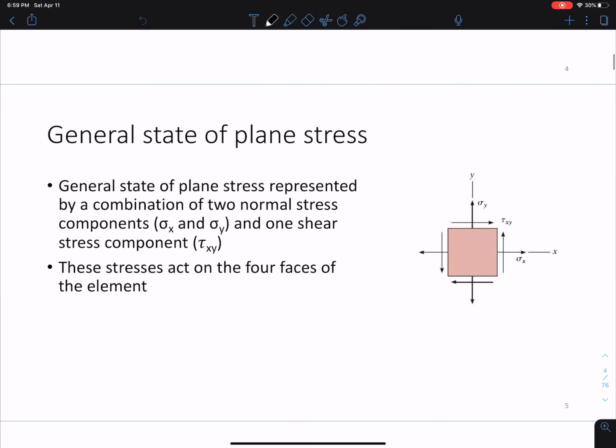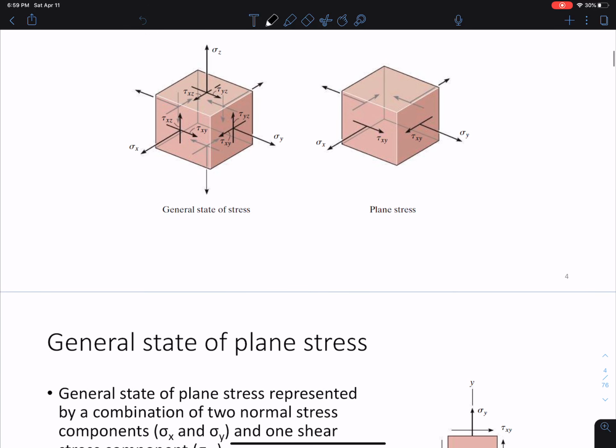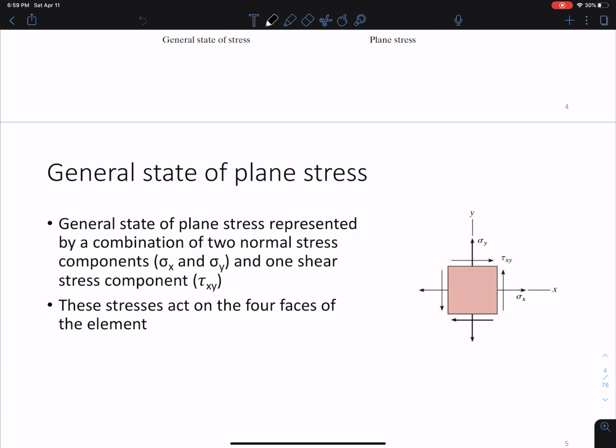Okay, so the general state of plane stress. We're looking at this 2D element here, and we can represent this by a combination of 3 stresses. We have 2 normal stresses, one in the x and one in the y direction. And then we have a shear stress that we call tau xy because it's acting in that vertical direction. So it's a shear stress instead of that normal force which is coming out of your element. And these stresses act on the 4 faces of this element. You can refer to this 3D model if you need to understand more about how that works, but we can isolate this 2D element and make things look a little bit easier.